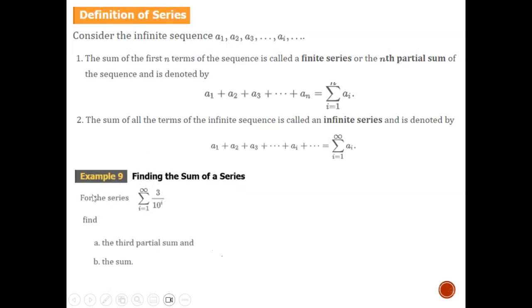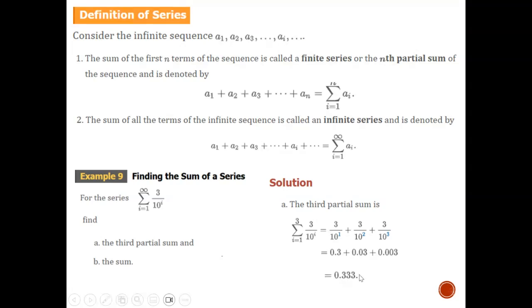Number 9. Finding the sum of a series. For the series, the summation from i equals 1 all the way to infinity of 3 over 10 to the i, they want us to find the third partial sum. So I'm going to go from 1, 2, 3, and that's it. I'm going to plug in 1 for the i's, then 2, and then 3. So 3 over 10 gives us 0.3, 3 over 100 gives us 0.03, and 3 over 1,000 gives us 0.003. If we add them, guys, it's going to give us 0.333.